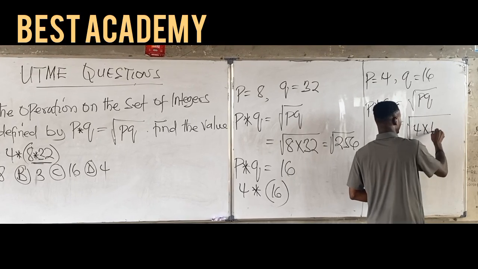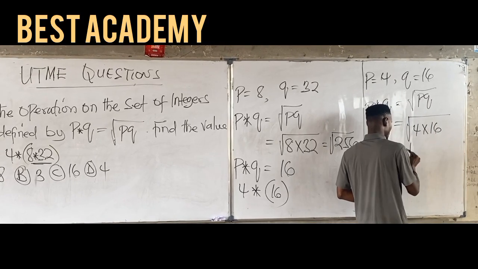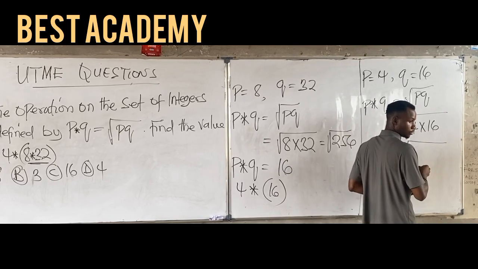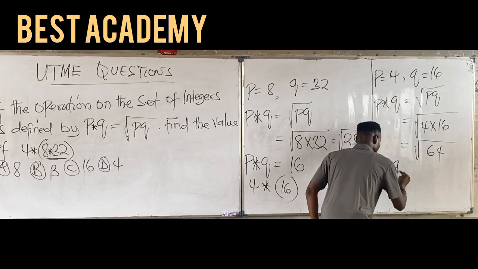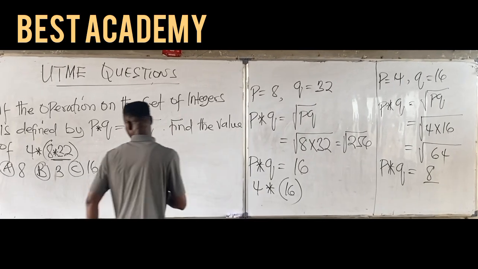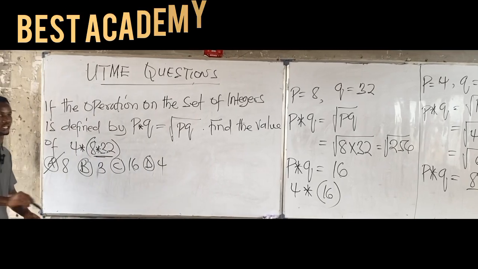So this will be equal to square root of 4 times 16, which is 64. P asterisk Q will be equal to 8. Okay. So we have to take our value here to be 8. Please.